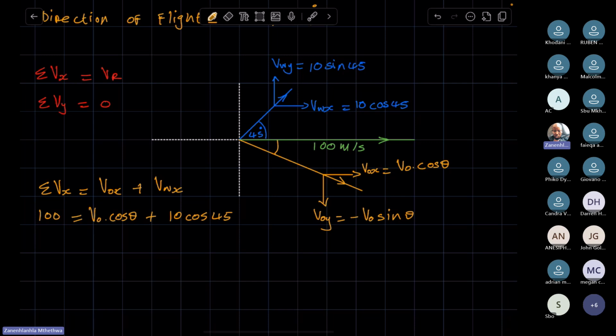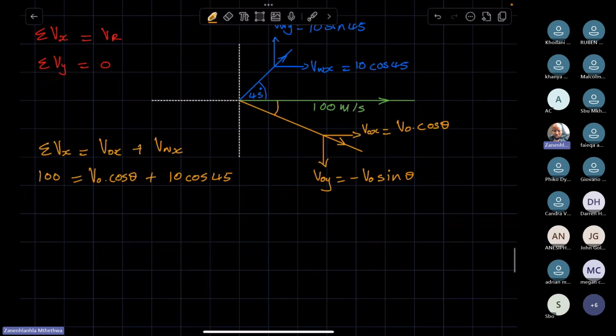All right. Then from here, simply transpose this to that side. When you transpose that, you are going to have VO cos theta is equal to 100, and when you transpose this term to that side, it becomes negative 10 cos 45. All right. Take this as your first equation.